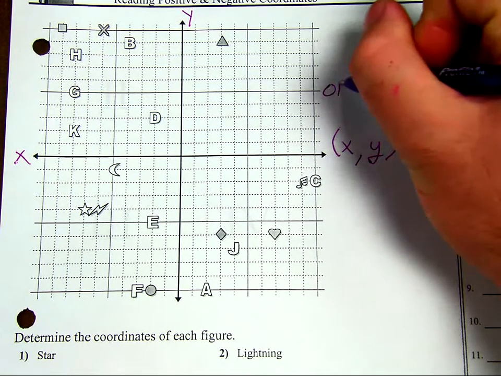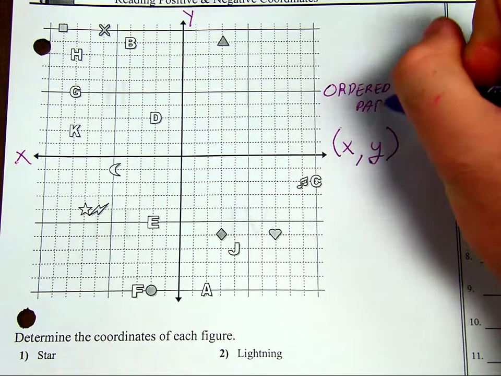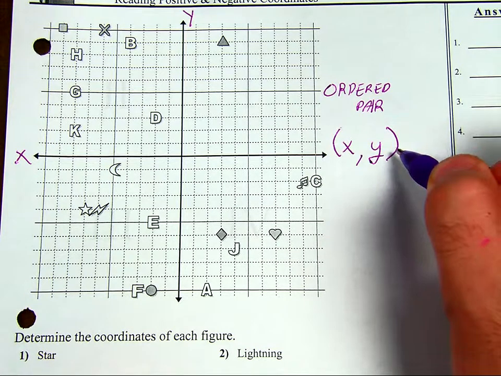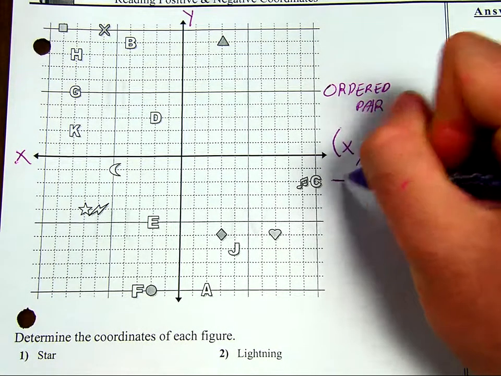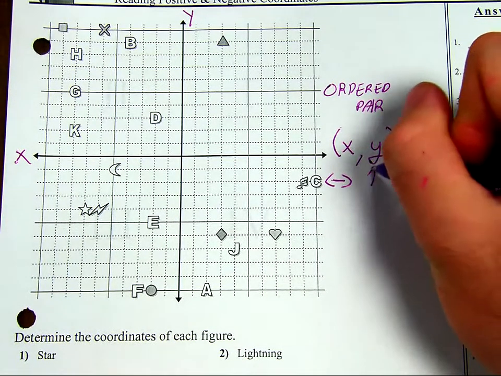It's called an ordered pair. Every ordered pair comes in the form of x, then y. Our x tells us how many spaces we're going left or right. Our y tells us how many spaces we're going up and down.